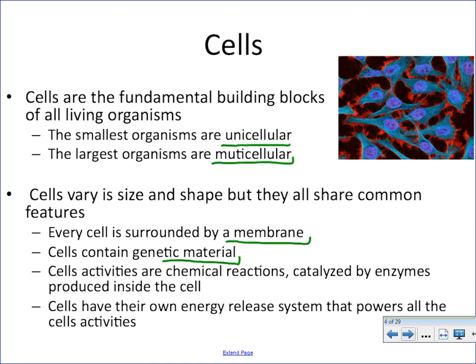Cell activities, such as cell movement and cell reproduction, for example, are controlled by chemical reactions which are catalyzed by enzymes produced inside of the cell. So these activities are basically controlled or moved along by these protein molecules that are created by the cell. And cells have their own energy release system that powers all the cell's activities. So cells have their own way of taking a molecule, releasing energy from it, and using that to power all of its activities.